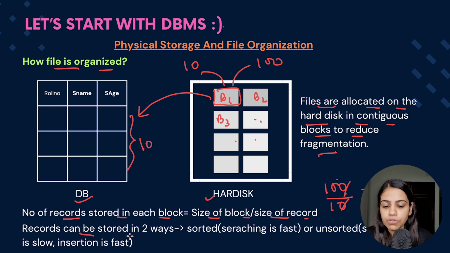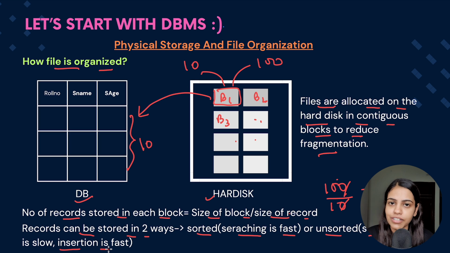Records can be stored in two ways. First is the sorted way, where searching is fast. Second is the unsorted way, where searching is slow but insertion is fast. So we can store the data in a sorted or unsorted manner. In the sorted manner the searching will be fast. In the unsorted manner the searching will be slow, but the insertion would be fast. This is how we can optimize our queries and organize the files in our system.